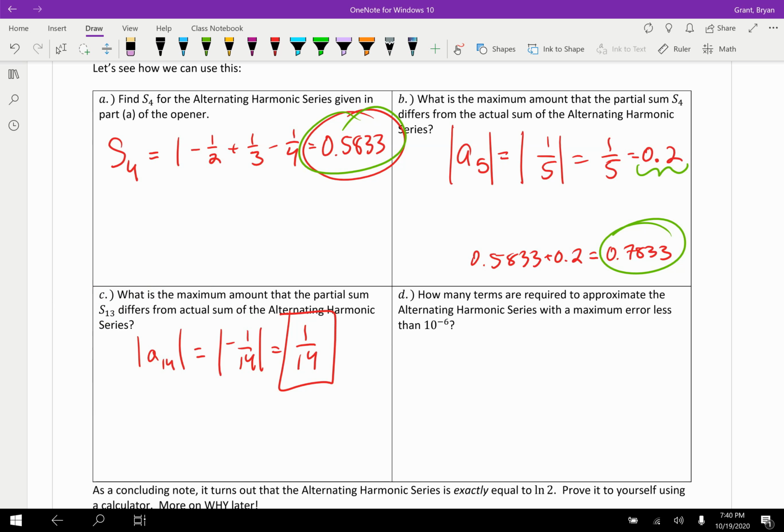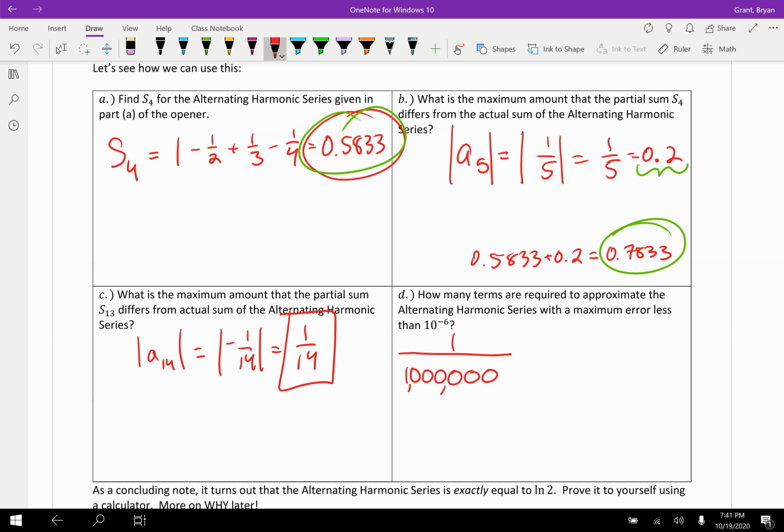Now, an interesting one. How many terms are required to approximate the alternating harmonic series with a maximum error of less than 10 to the negative sixth? And in case you're curious, 10 to the negative sixth: 10 to the first is 10, times a second 10, third 10, fourth 10, fifth 10, sixth 10, right? So that is 1/1,000,000th.